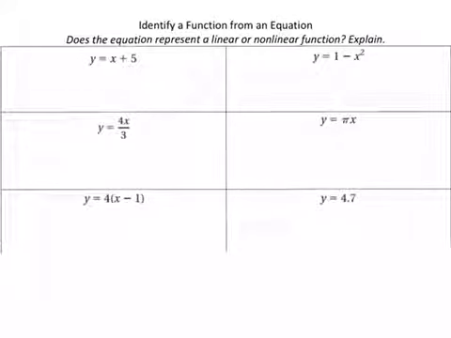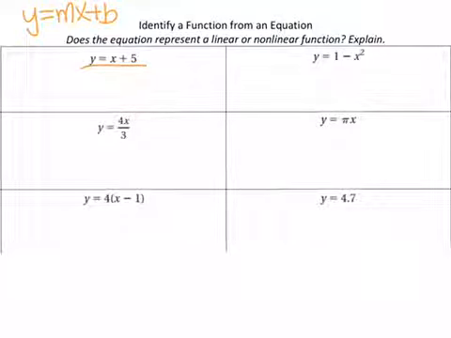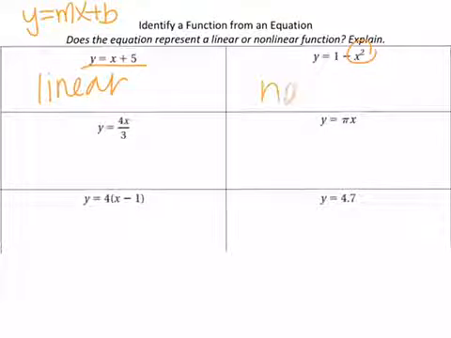Basically, it will be a linear function if we can put it into slope-intercept form, y equals mx plus b. As we've learned in the past, that is a linear function. So this very first example is already in slope-intercept form, so this is a linear function for sure. Now the second one has x squared. In slope-intercept form, you cannot have a square on your variable, so because of that, this is nonlinear.